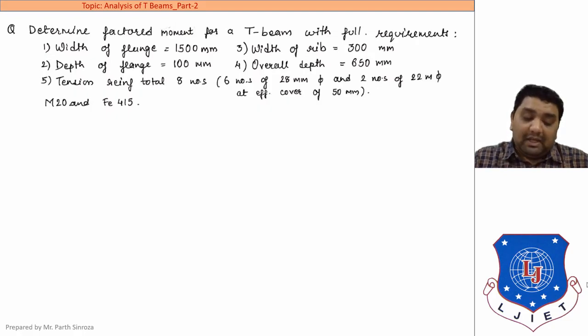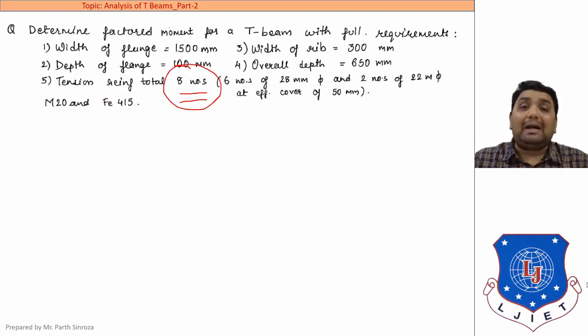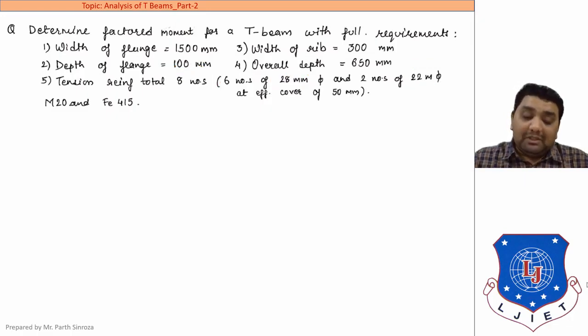Total reinforcement is given as a composite reinforcement. Now this is a typical sum here. It carries two different compositions of bars. The total number of bars mentioned here is 8, comprising 6 numbers of 28 mm and 2 numbers of 22 mm bars. The effective cover is given as 50 mm, so small d will be 600 mm. The grade of concrete is M20 and Fe415.